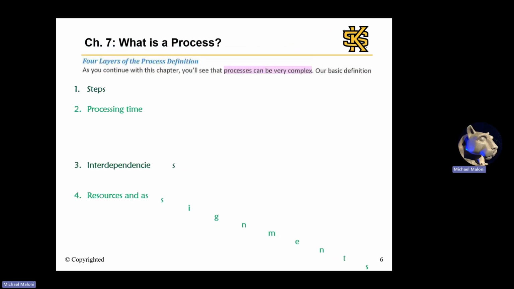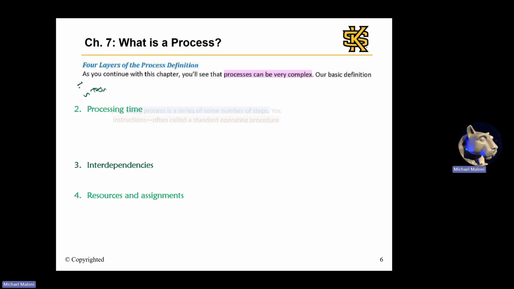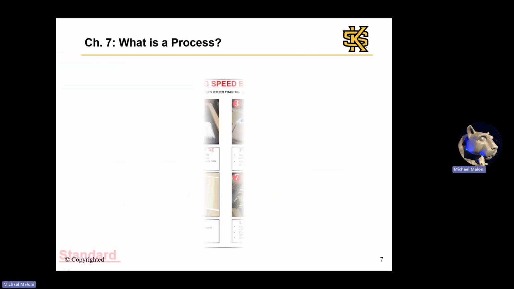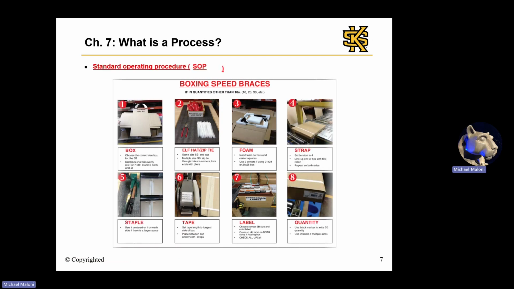The text presents four layers of a process. And number one is steps. A process is a series of steps. And then a standard operating procedure, an SOP, is a documented step by step set of instructions that outlines how to perform a process. Where possible, an SOP includes photos and or diagrams for precision. So SOPs ensure consistency, efficiency, and safety, thus reducing defects.